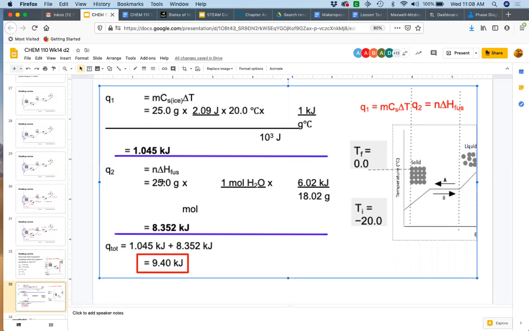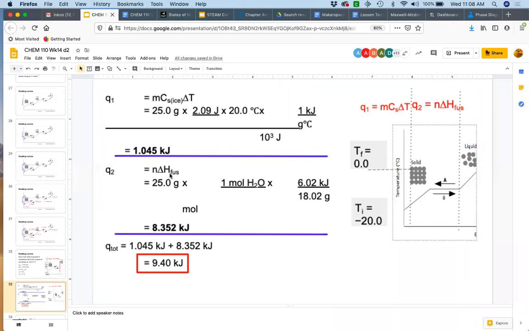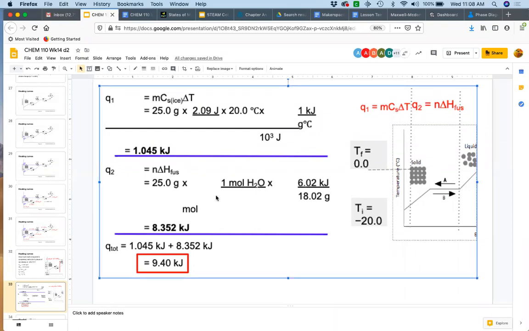Okay, so let's look at Q2. This is my n times my delta H fusion. So I have 25 grams. I'm going to convert that to moles, so I have 18.02 grams is 1 mole. And I have my 6.02 kilojoules per mole. Oh, looks like it's shifted. I'll have to fix that so my moles come over.